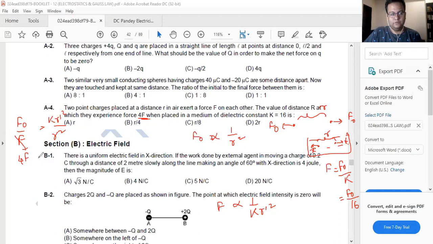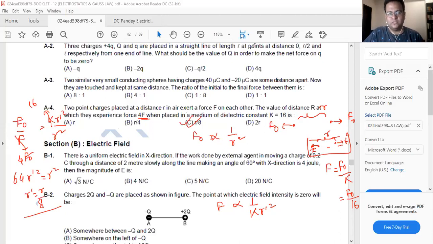See if you're clear with this. K का value 16 put करेंगे और r dash आ जाएगा in terms of r. F naught and F naught will cancel off. Okay, please go through it. 64 r dash square is equals to r square, so I'll get r dash as r by 8, I think. Please go through the simple formula based sums.